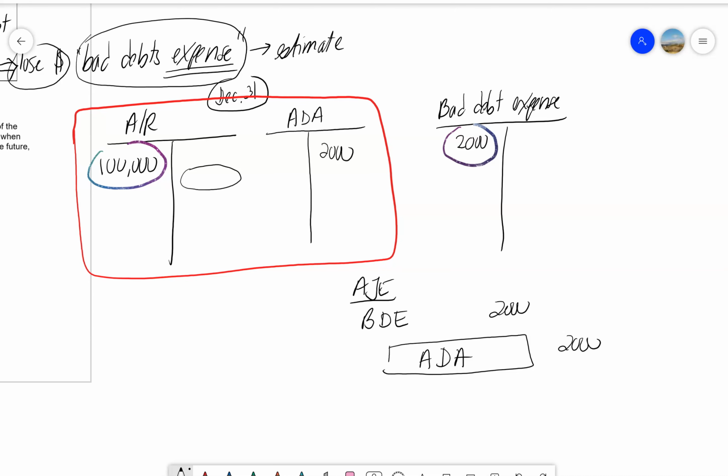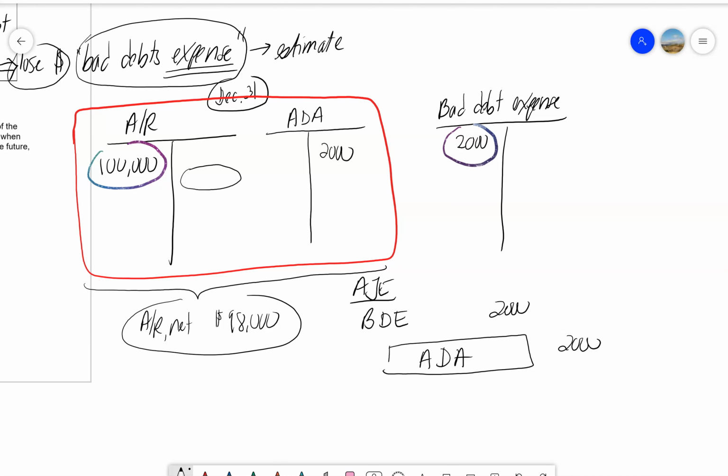And so at the end of the year, we're going to be reporting our accounts receivable net to be $98,000. $100,000 is our total accounts receivable. We estimate that $2,000 will be uncollectible. Remember, that's only an estimate. And so our net accounts receivable is going to be $98,000.